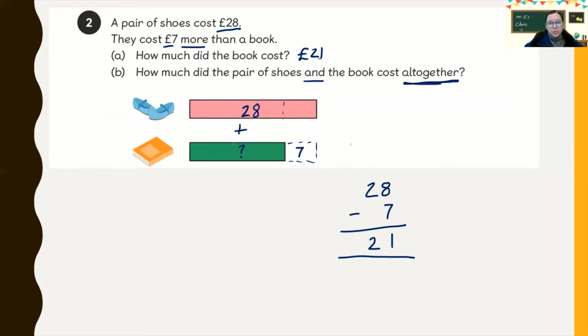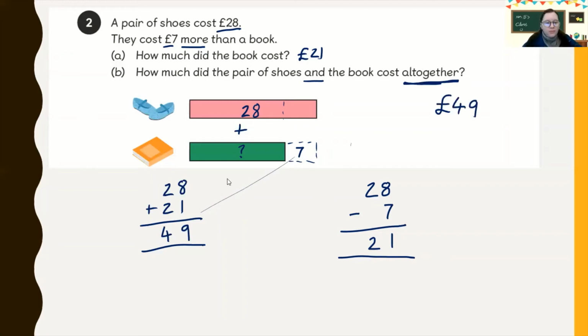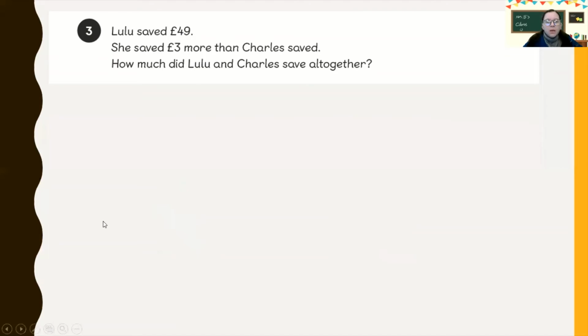We want shoes plus book. So how much are the shoes? £28. Well done. How much was the book? £21. Superstars. 8 add 1 is? Well done, it's 9. 2 add 2 is? Nice and easy, 4. So how much did the pair of shoes and the book cost all together? £49. Well done. That is a 2-step worded problem, and that is about as tricky as it gets in year 2. So well done, everybody. Question 3.